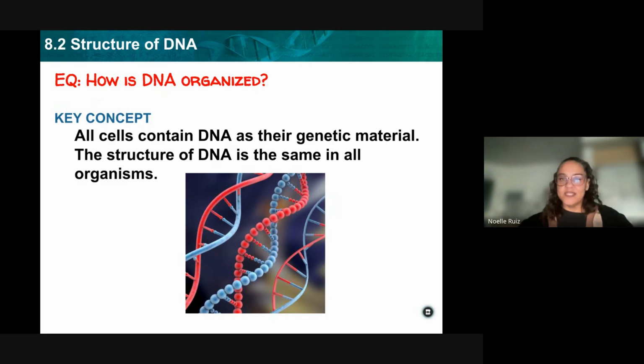So, essential question: how is DNA organized? Chapter 8 is all about DNA. We went through genetics. We went through how traits were passed from generation to generation. Now we are going smaller, back to the cellular level.